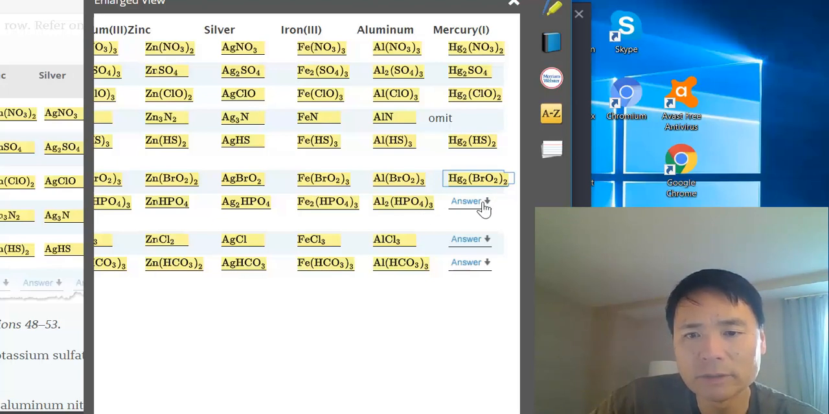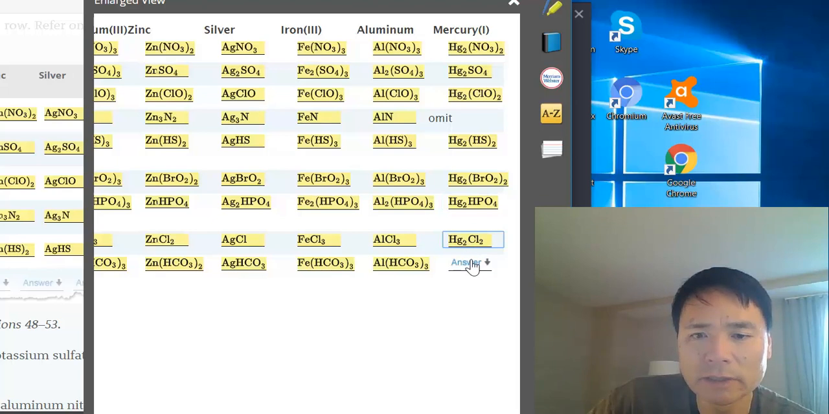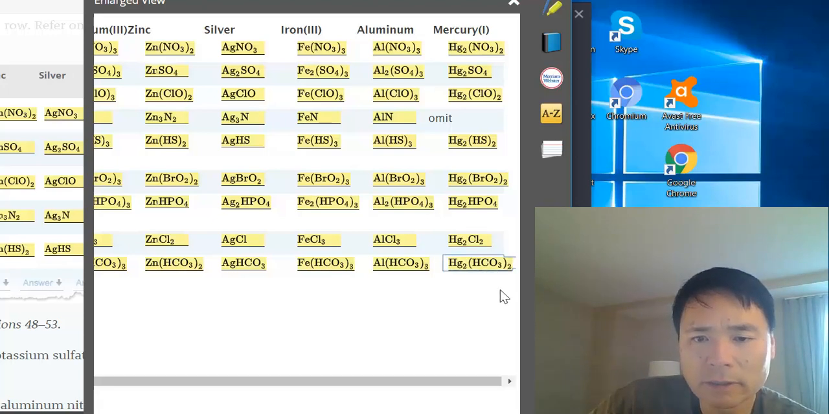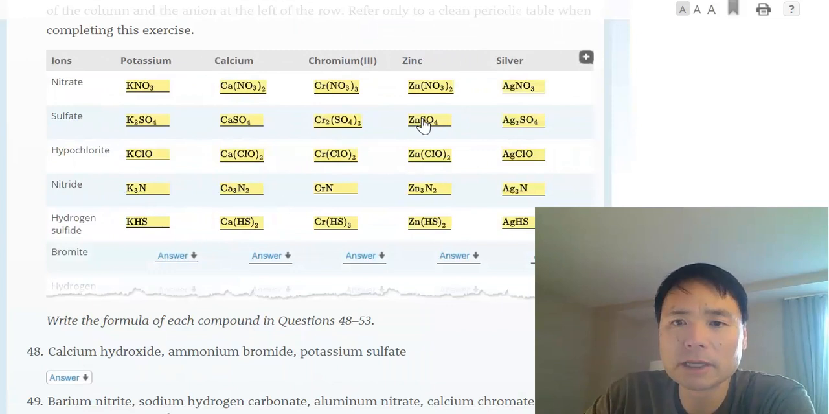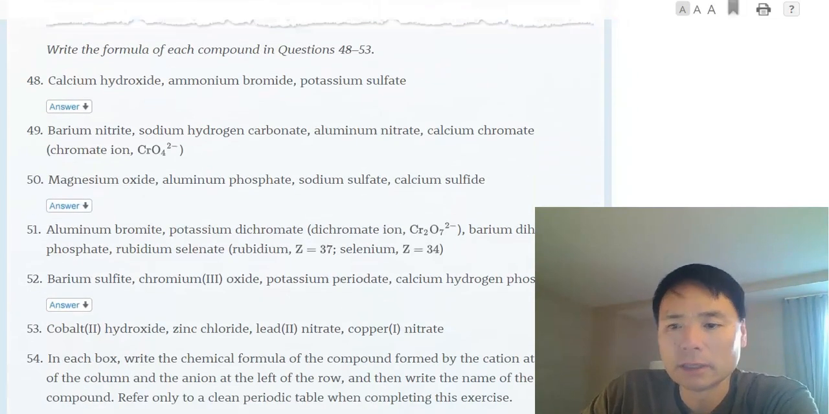Hydrogen phosphate is a 2 minus. It works out. It'll be just Hg2HPO4, and then chloride's -1. So Hg2Cl2. So again, this is a 2-2 ratio, which we can't simplify into a 1-to-1 ratio. And bicarbonate's -1, so we'll need 2 bicarbonates. Hg2. There we go. All right, so that's that. All right, let's see here. So 49. Let's continue on here.